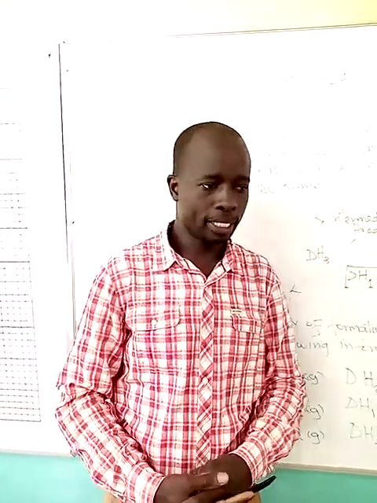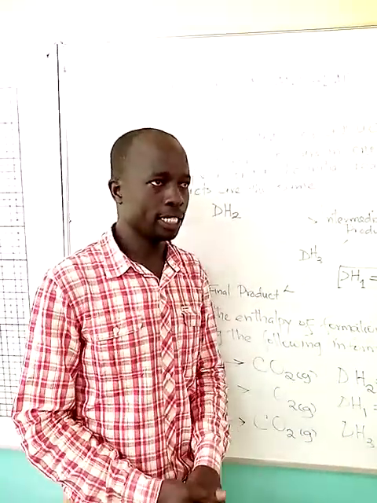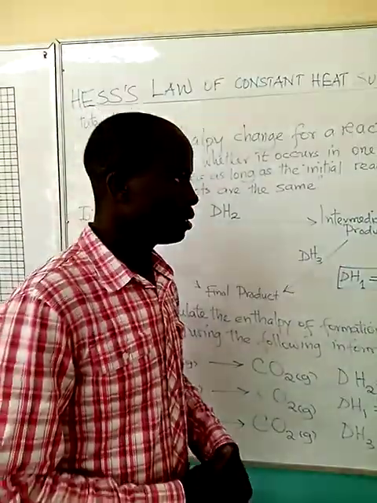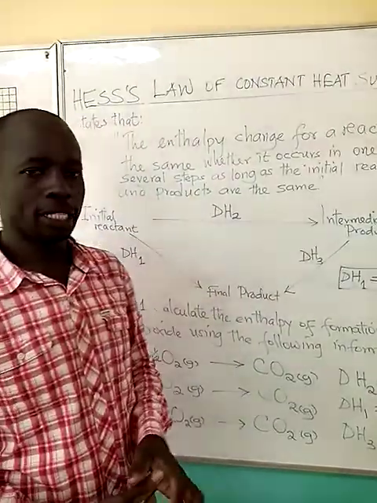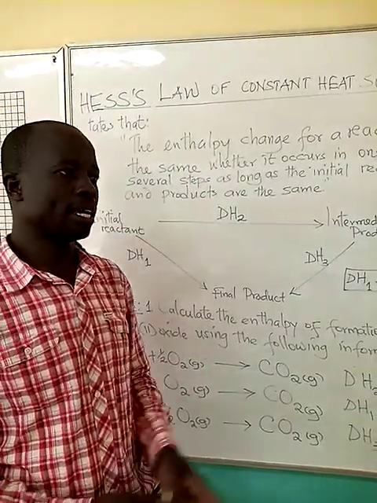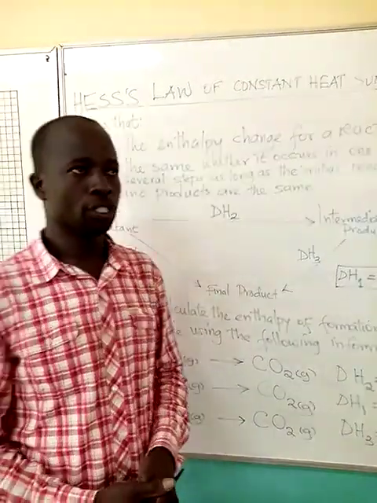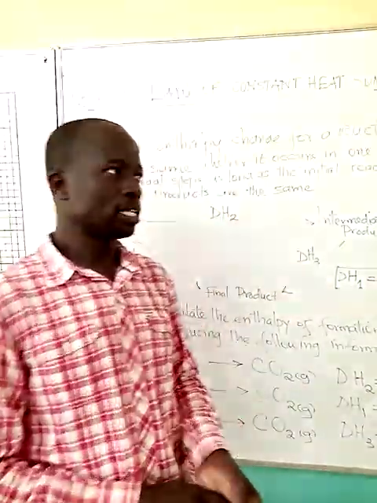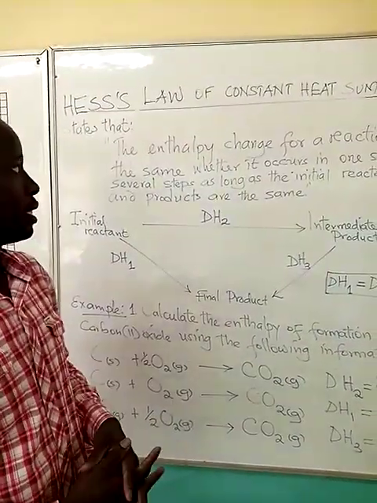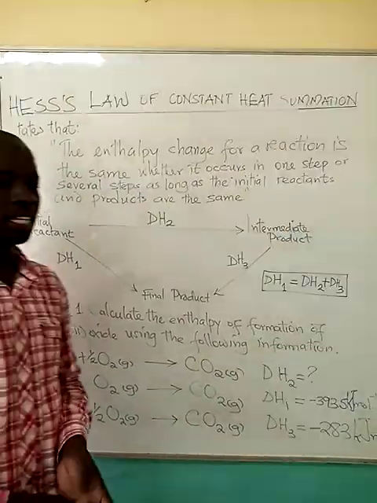Good morning, students. This is our third lesson under the topic energy changes in physical and chemical processes. In our last lesson, we had looked at the bond breaking energies, followed by some examples under the enthalpies of displacement, enthalpy of solution, enthalpy of combustion, and others. Today, in our lesson, under the same topic, we are going to look at Hess's law of constant heat summation.